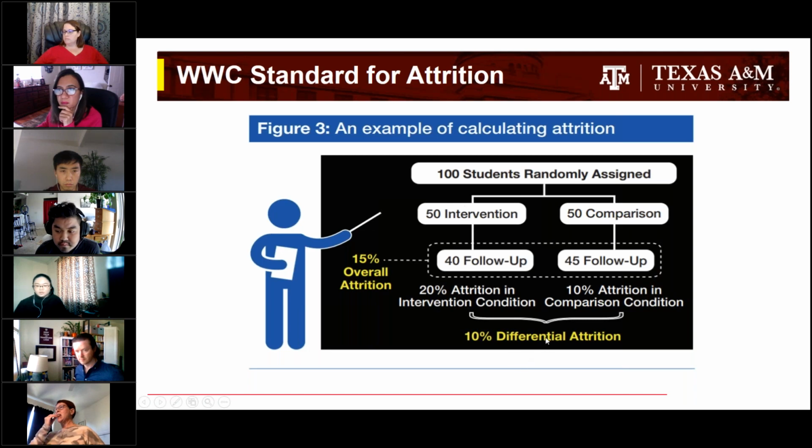For differential attrition, we calculate the intervention attrition rate first. That is 50 minus 40 equals 10, and 10 divided by 50, so that is 20% attrition in the intervention group. And we do the same thing for the control: 50 minus 45 equals 5, and 5 divided by 50 equals 10% attrition. Then we use 20 minus 10 equals 10%. So 10% would be the differential attrition.